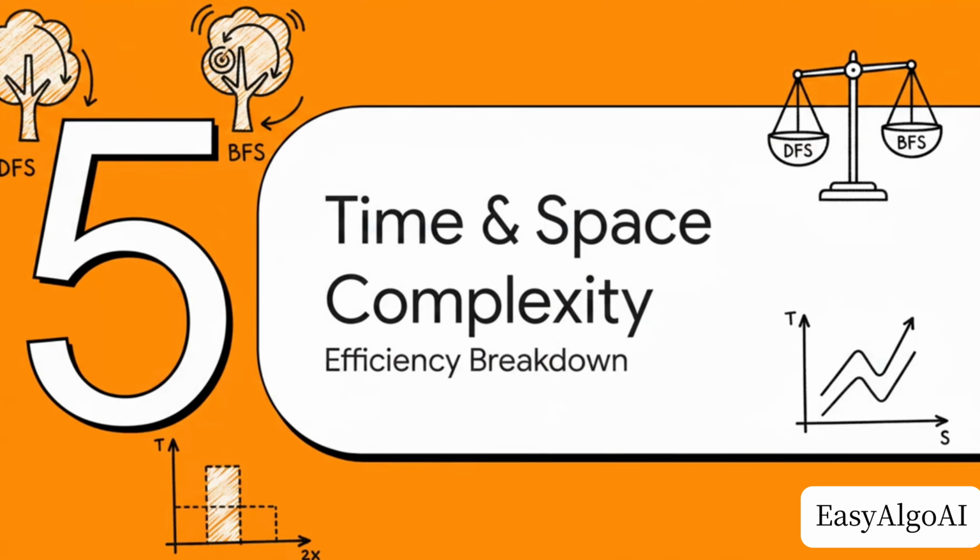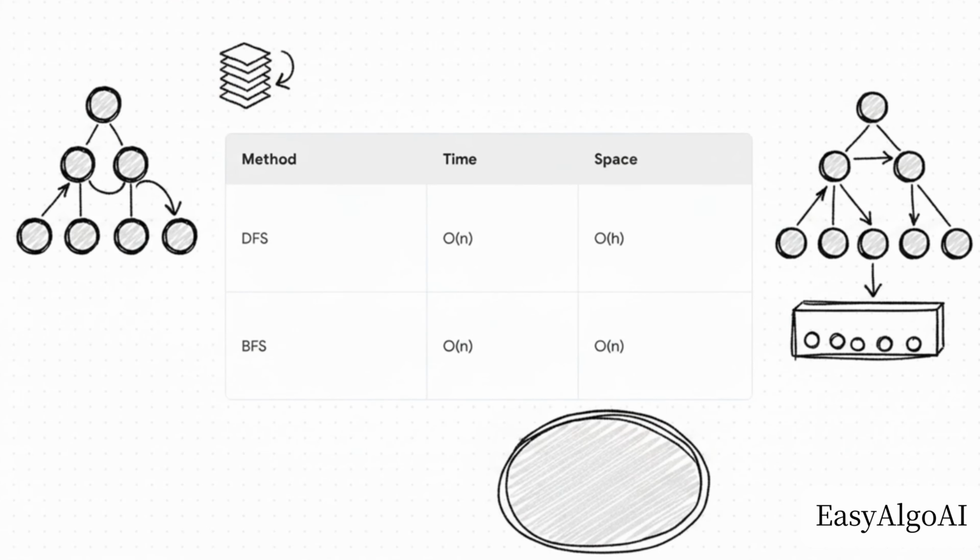Let's wrap this all up with Section 5, time and space complexity. So putting these two heavyweight algorithms head-to-head, the first thing you'll probably notice is that time complexity is a dead tie. Both DFS and BFS visit every single node exactly once, which gives us an O of n time complexity, where n is just the total number of nodes.